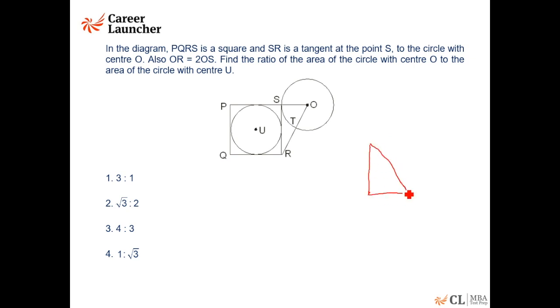What is special about a 30, 60, 90 right triangle if this is 30 degrees? Okay, this is 90. Let me just draw the figure correctly.